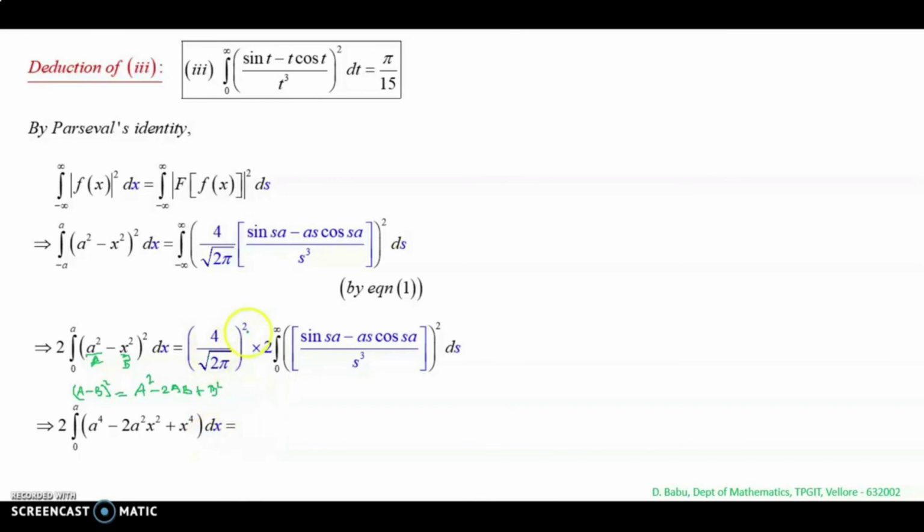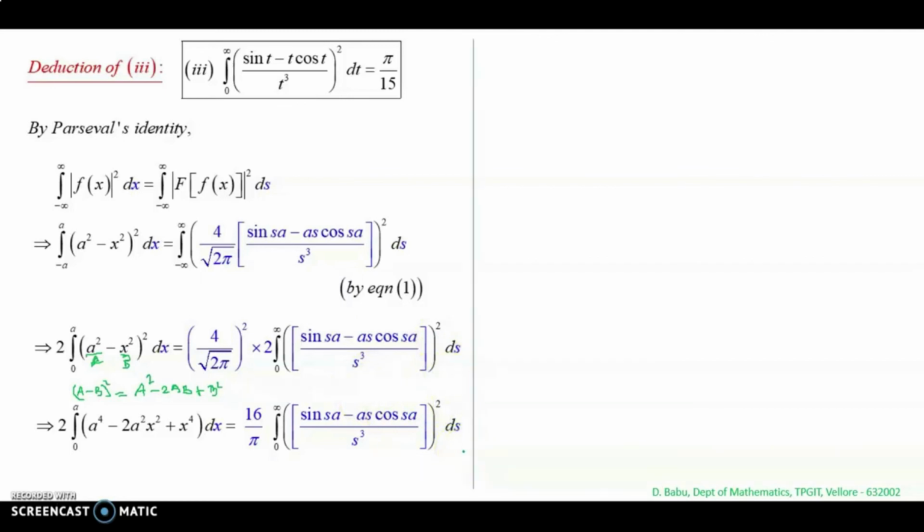Here 4 square is 16. Square root of 2 pi the whole square gives 2 pi, so that cancels. The 2 and 2 cancel. Therefore we have 16 by pi times integration 0 to infinity, sin sa minus as cos sa divided by s cube the whole square into ds.